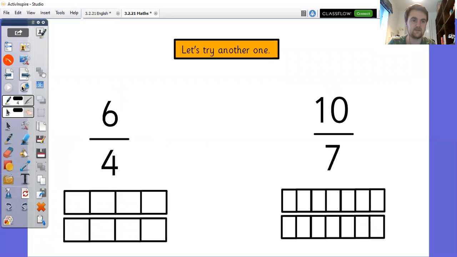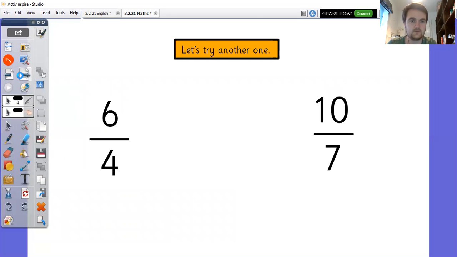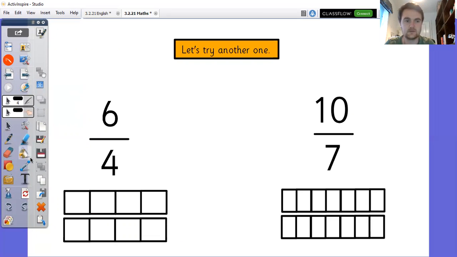So let's have a little look at another one. Now this one is slightly different because there's not one sum that I can do. So what I need to do is find the lowest common multiple of 4 and 7. I always try to use the denominators because I find it easier in my head for that.